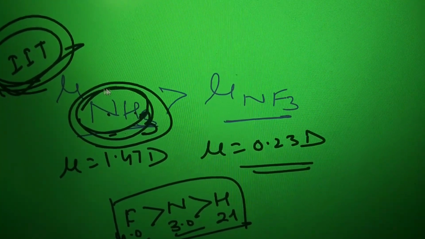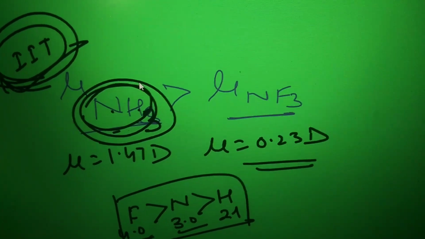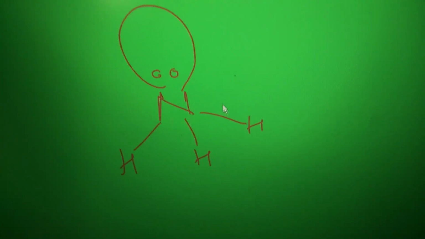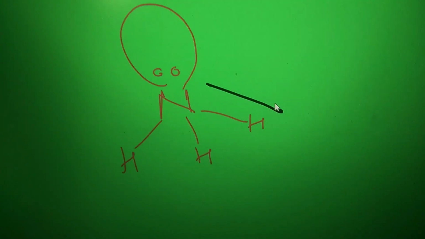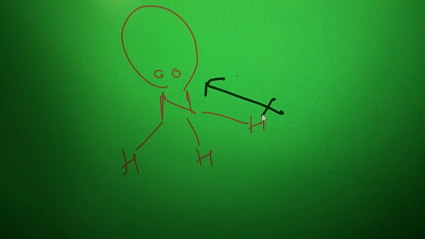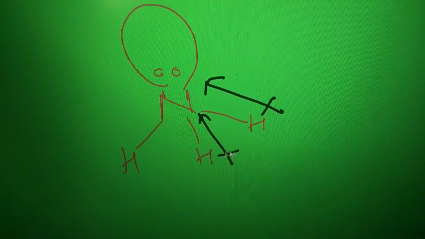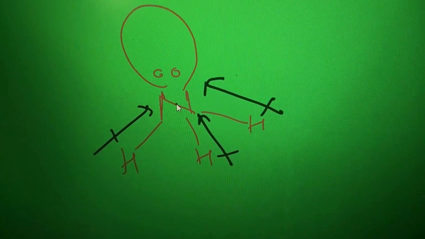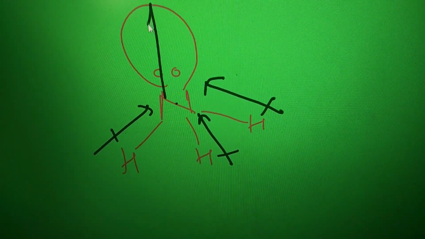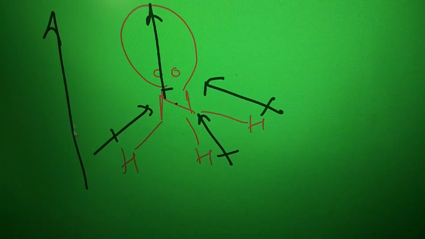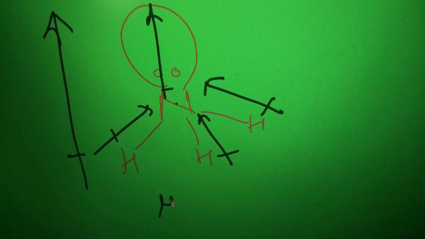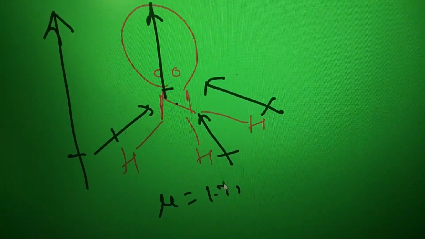This was asked in IIT. If you see the direction of the dipole in case of ammonia, it is in this direction because nitrogen is more electronegative. This is this direction, this is this direction. Here is the nucleus and this is the lone pair. So all the dipoles are in one direction, so the dipole moment is high, which is 1.47 debye.